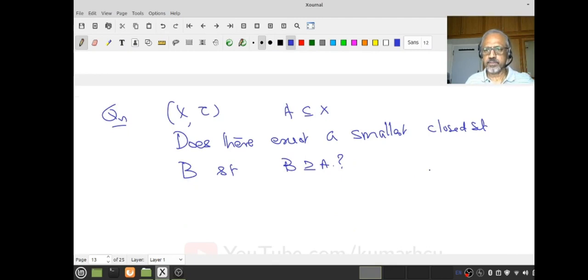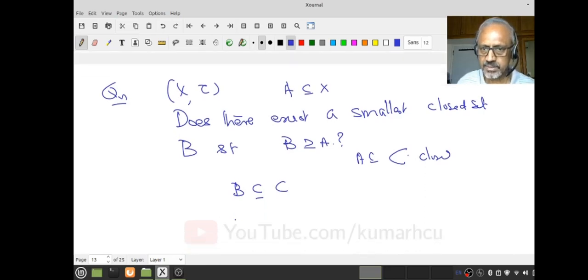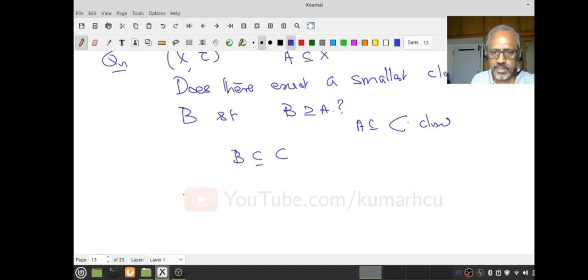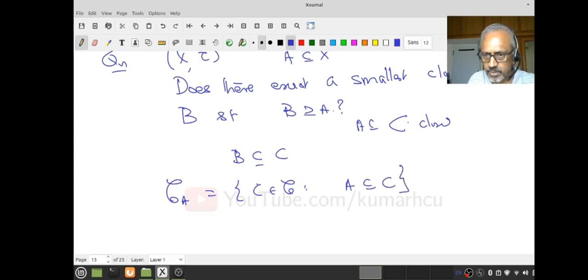What does it mean by smallest closed set? B must be a closed set that, among all closed sets containing A, is the smallest. That is, if you tell me C is a closed set and A is a subset of C, then what should be the relation between B and C? B must be contained in C. Think of least upper bound, etc. The same thing. Do you understand this? So let us look at the collection C_A to be the collection of all sets C in script C such that A is a subset of C. That is, I look at all closed sets which contain A.